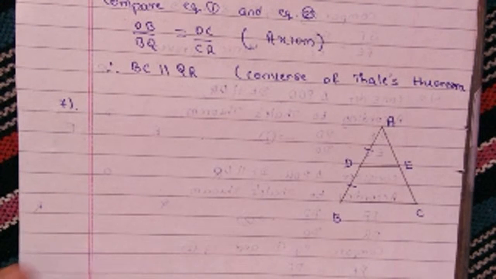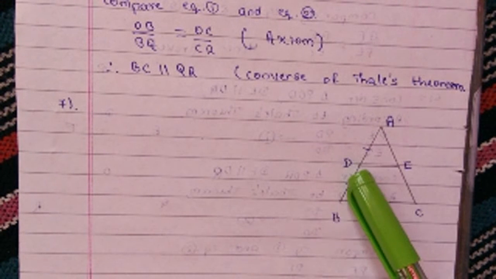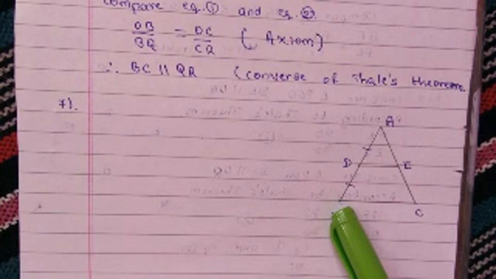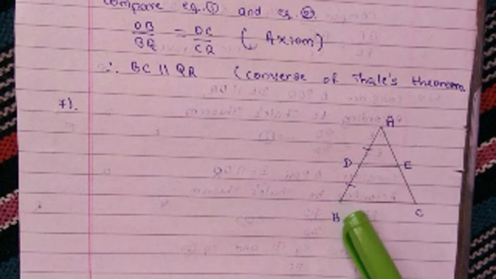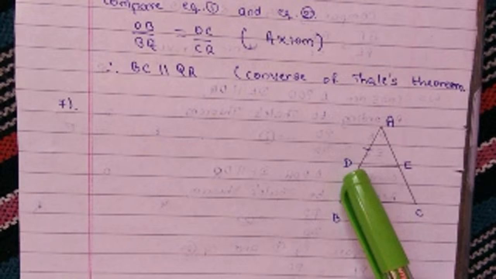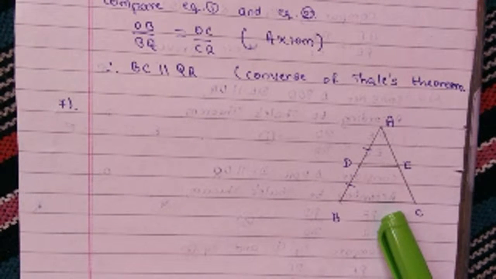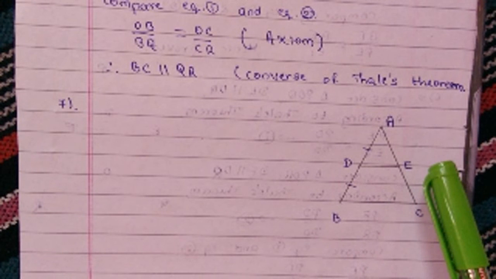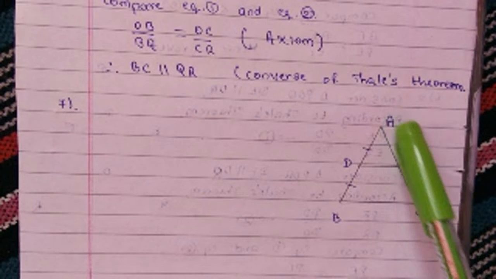In the question it is asked to prove that a line drawn through the midpoint of one side of a triangle, so D is the midpoint of AB, and parallel to another side, so DE is parallel to BC, bisects the third side. That means we have to show E is the midpoint of AC.